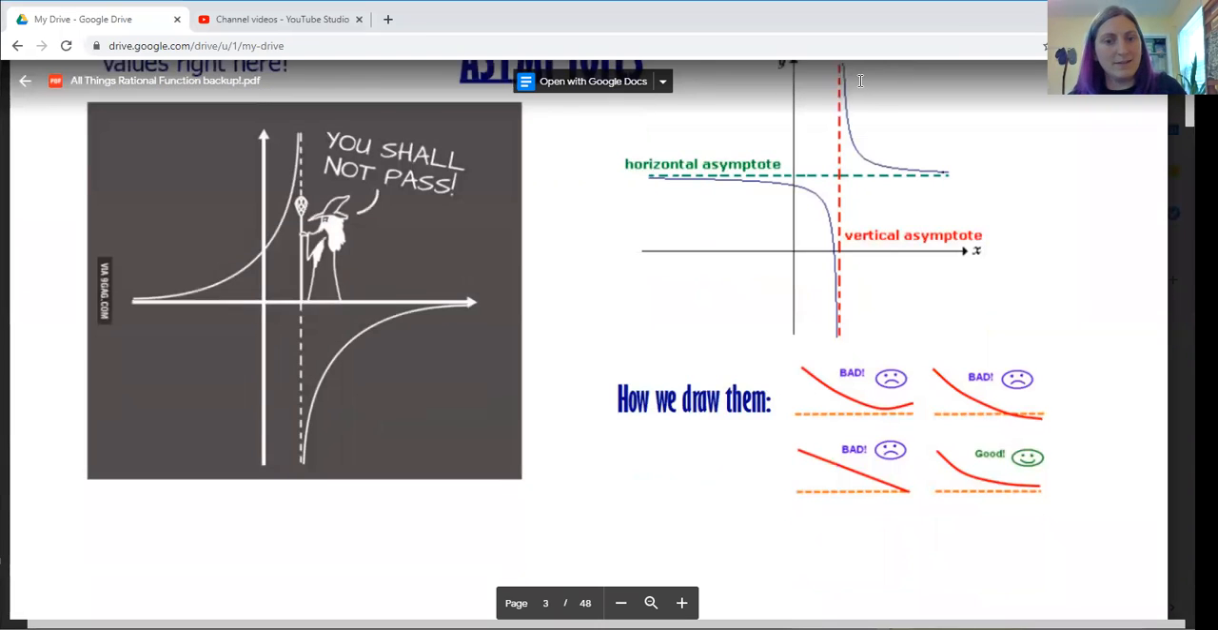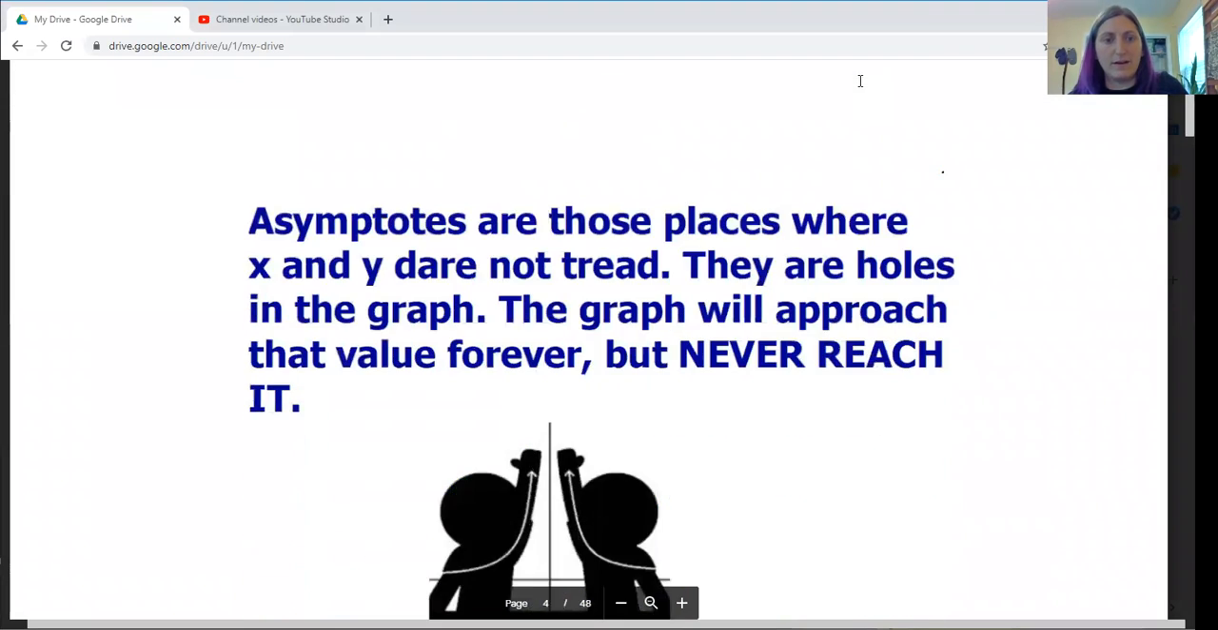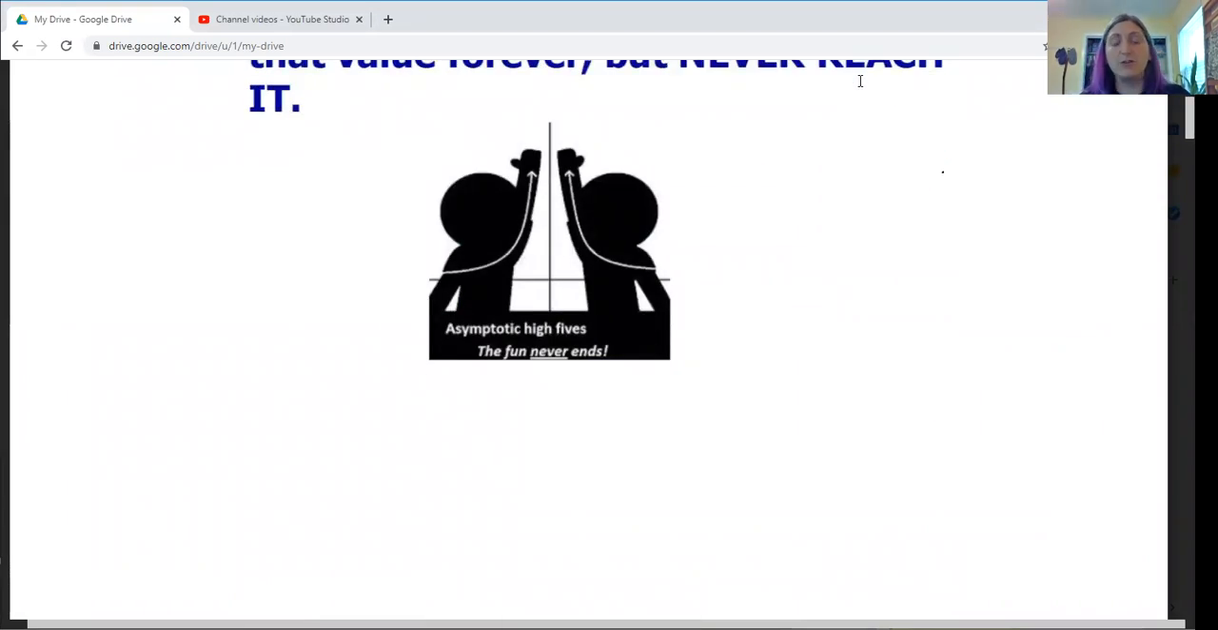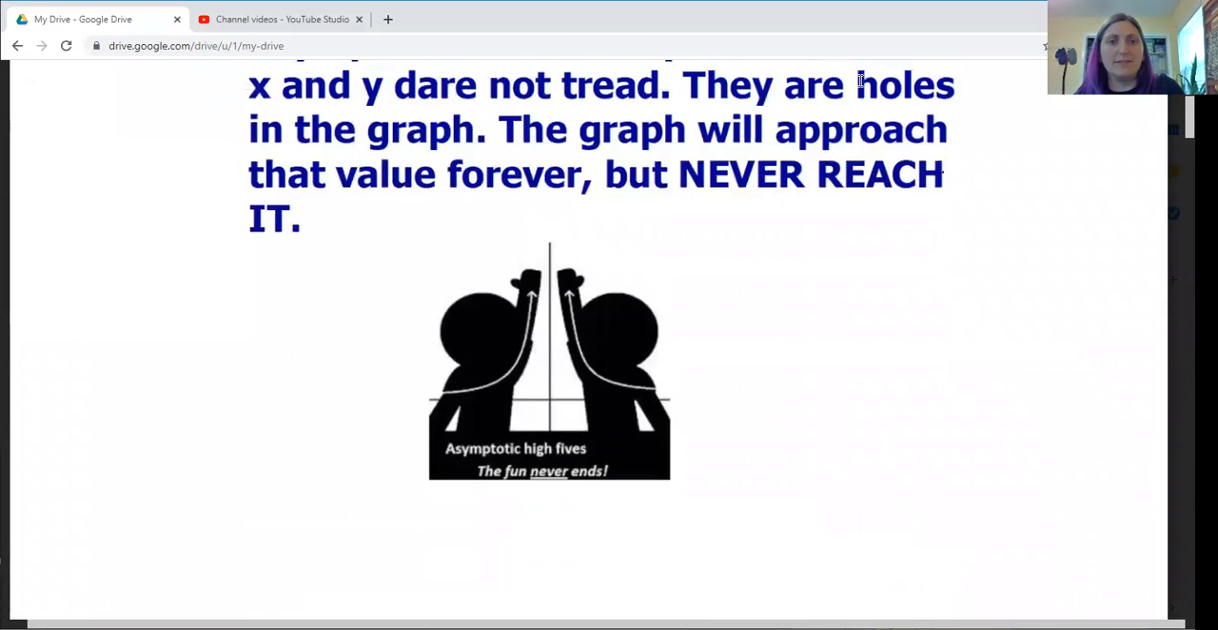Okay, so let me see here. Scooching down. All right, this is my little joke. Asymptotes will increase forever.